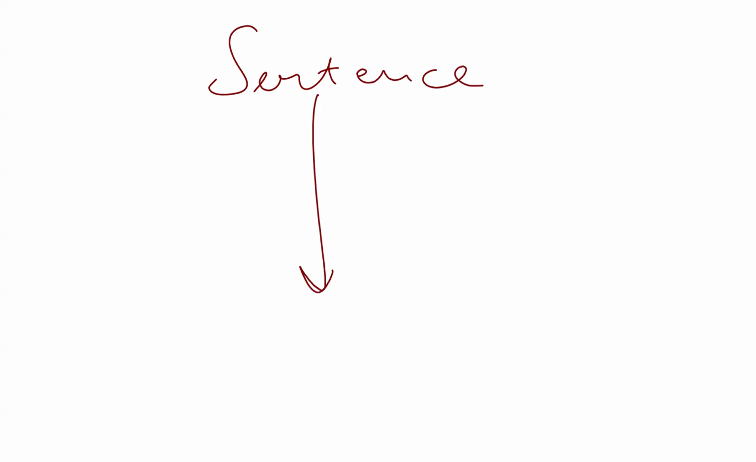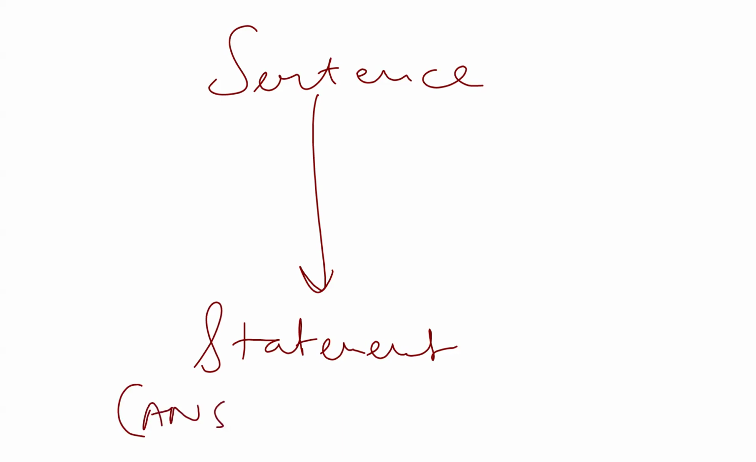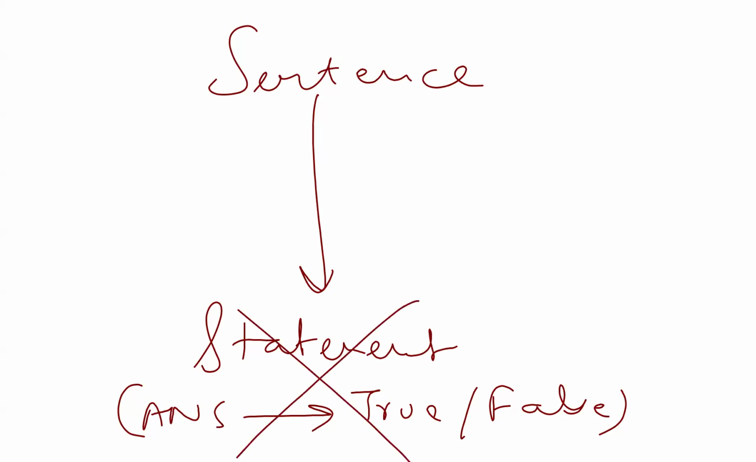So basically, the first exercise we are starting off in logic is to identify which sentences are statements. A sentence in logic is a statement if and only if we get an answer as true or false. If you are not getting the answer as true or false, it is not a statement. It is only a sentence. So this is the first thing that you need to know.